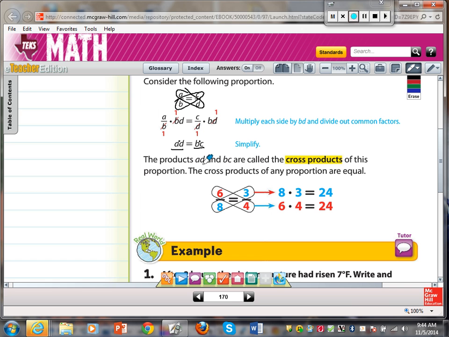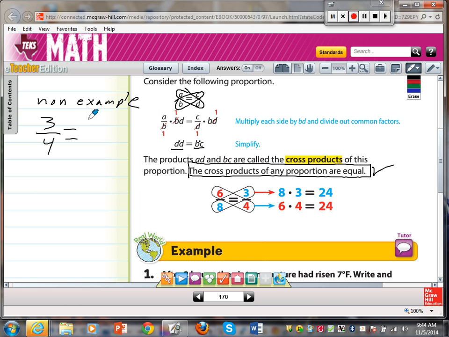The products AD, this one right here, and BC, this one right here, are called cross products of this proportion. The cross products of any proportion are equal. If it is a proportion, this must be true. Let me set up a non-example, okay? If you have 3/4 equal to 5/8, by using the cross product, you will find out.